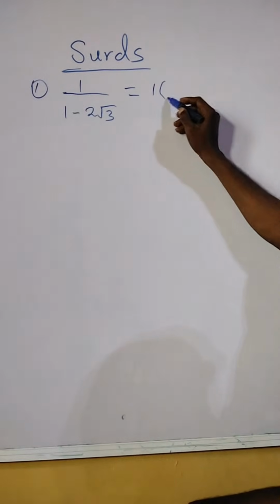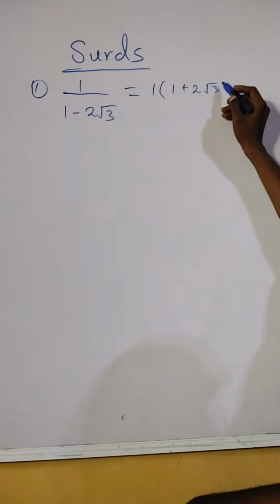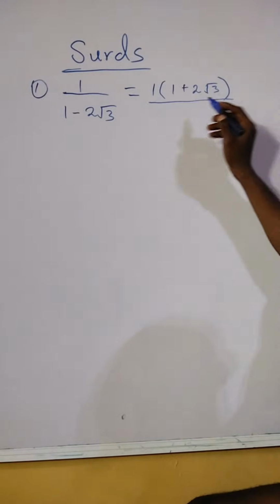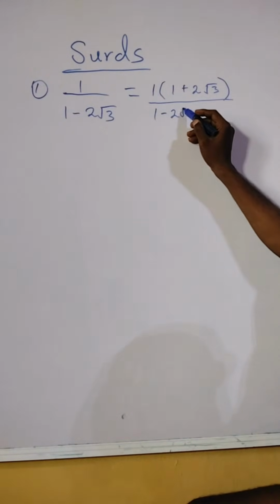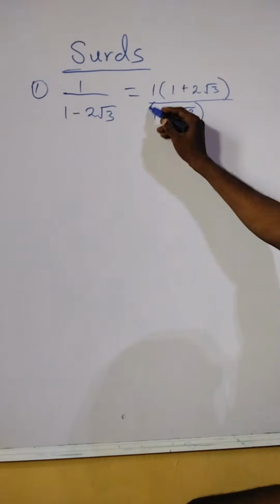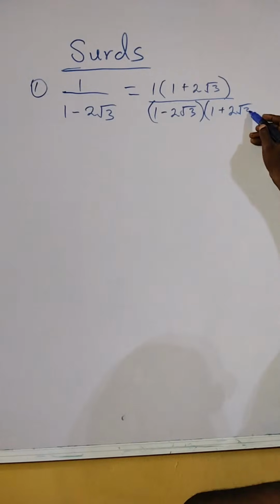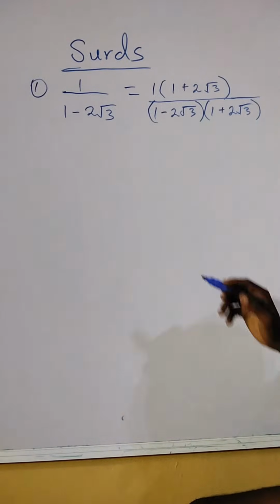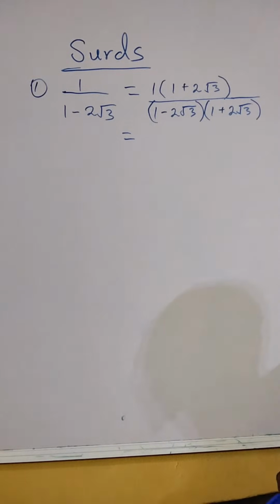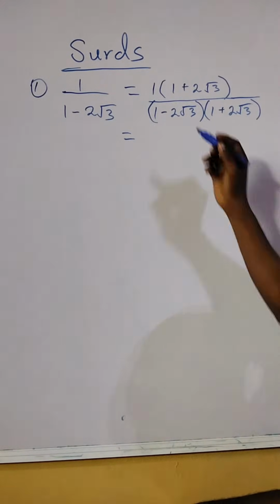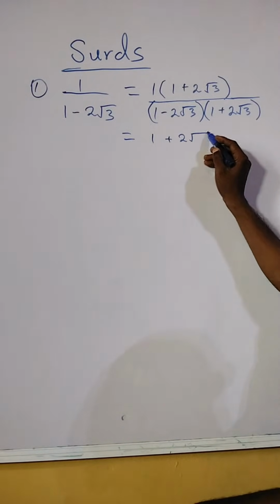And this becomes 1 times 1 plus 2 root 3, then divided by, also multiply this by its conjugate. That is, we have 1 minus 2 root 3 multiplied by 1 plus 2 root 3. Then, next step here, we simplify further and we expand this bracket. 1 times the bracket is still the same thing, 1 plus 2 root 3.